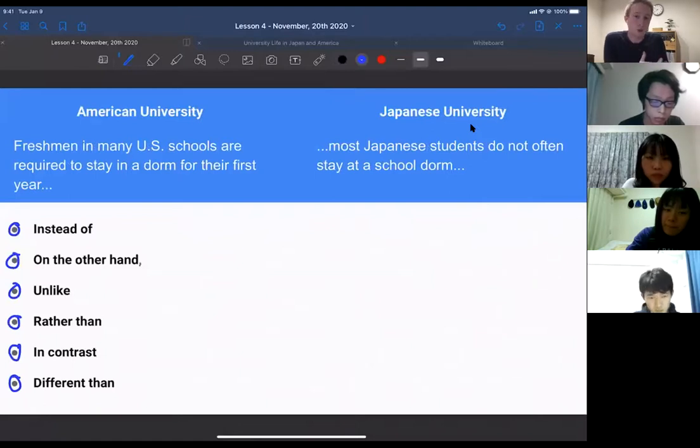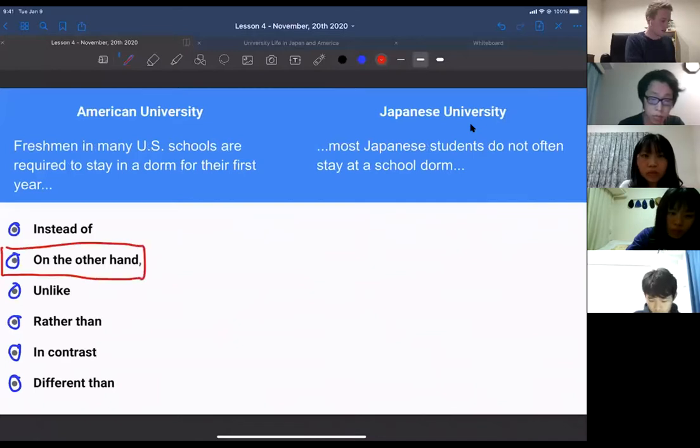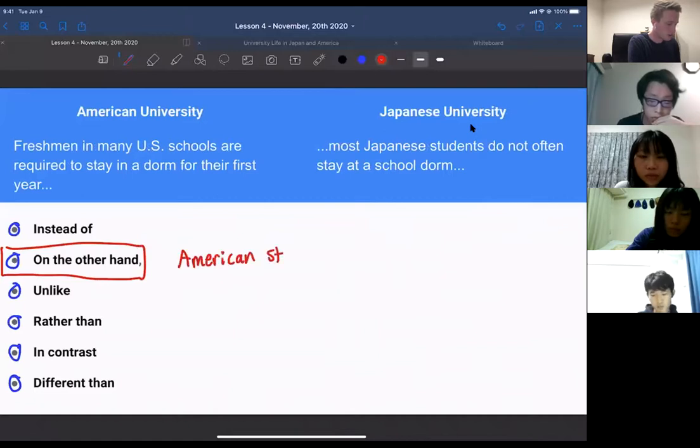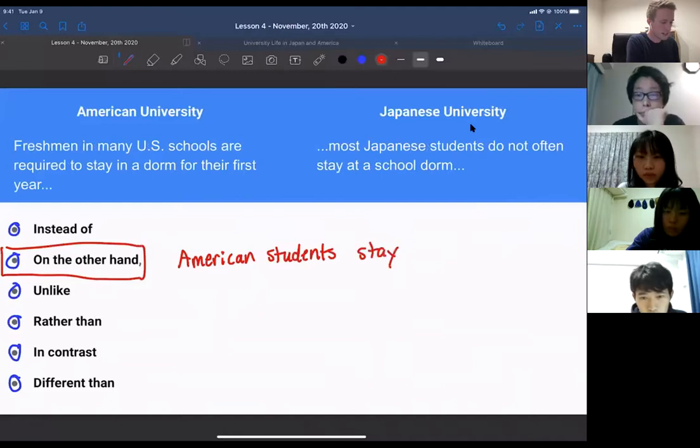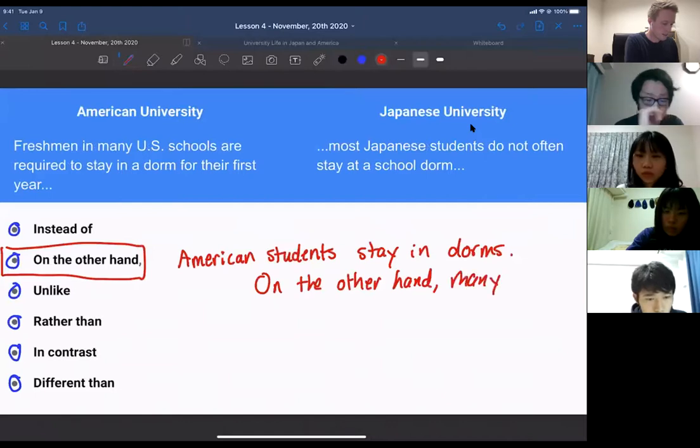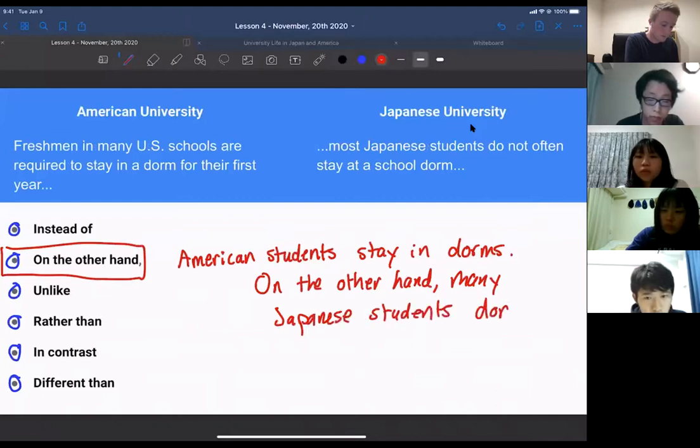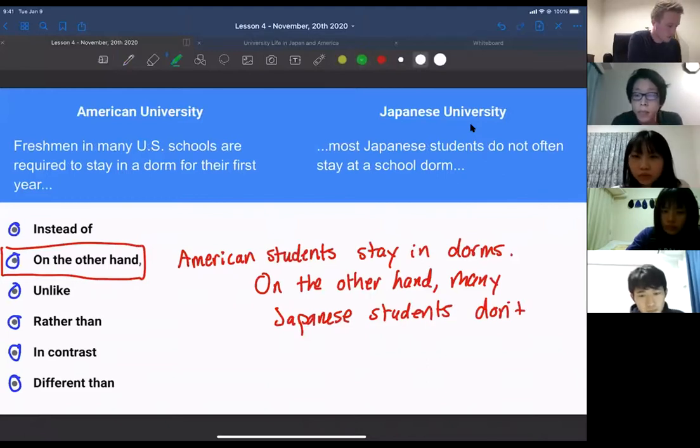Because this is a new activity, I will go first. I'll use on the other hand, right? So I need to move my computer here. Okay, so I will say, American students stay in dorms, period. On the other hand, many Japanese students don't. So I used on the other hand.